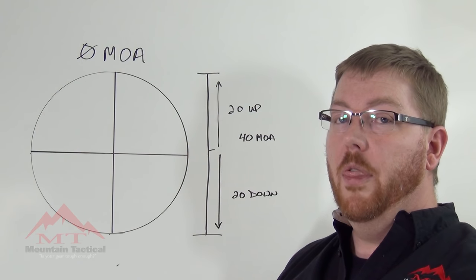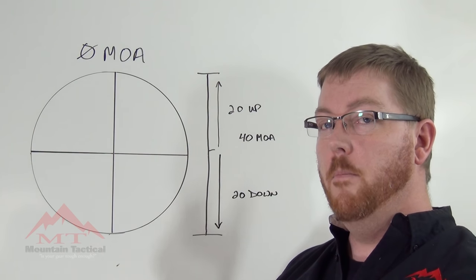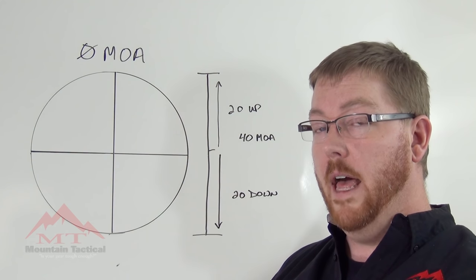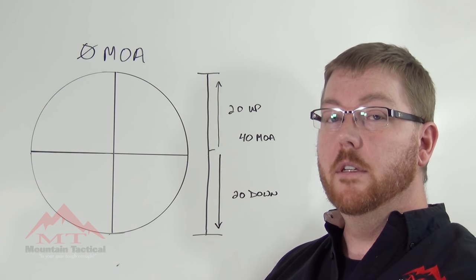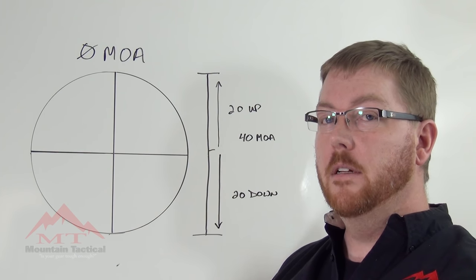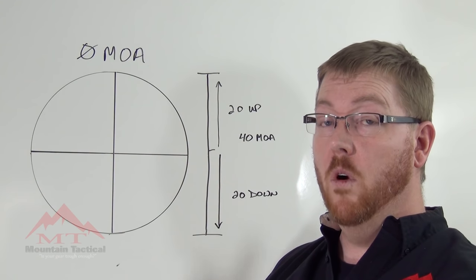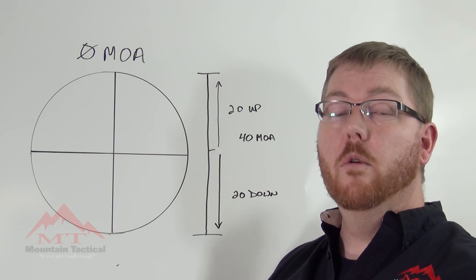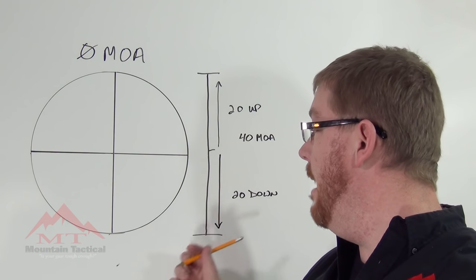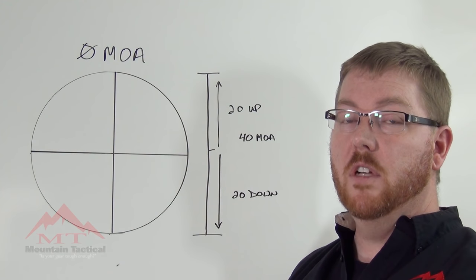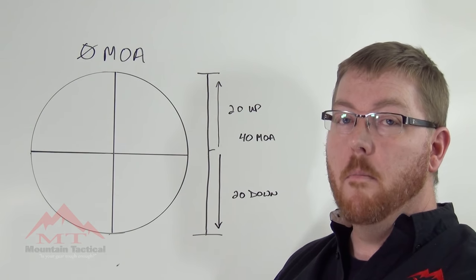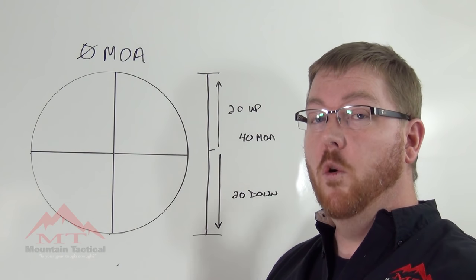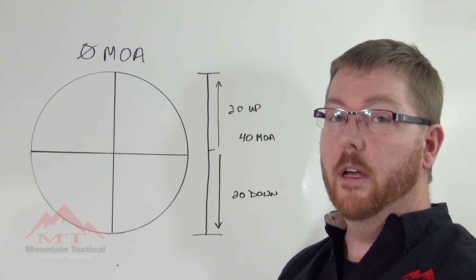And the general rule of thumb is if you have 50 minutes of angle or less, then you want to go with a zero MOA rail. If you have 50 minutes of angle or more, or 51 minutes of angle or more, go with a 20 MOA rail. So that way you're not bumping into this unreliable section of your optic mount. So let's take a look at when a 20 MOA rail would be appropriate.